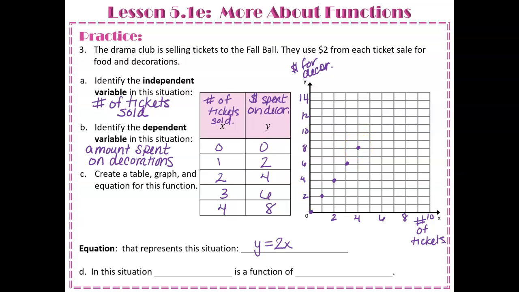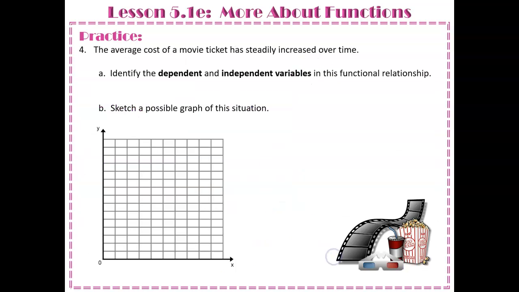In this situation, remember, y is a function of x. And it is, there's no repeat x values. You can make a linear equation from it, passes the vertical line test, all that fun stuff. So the money spent on decorations is a function of the number of tickets sold. So there we go. All right, let's move on.